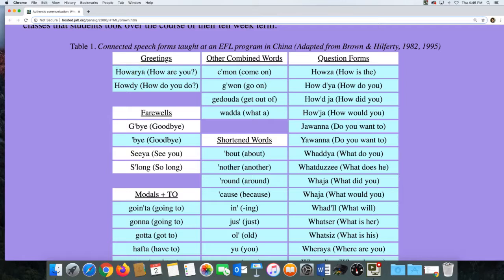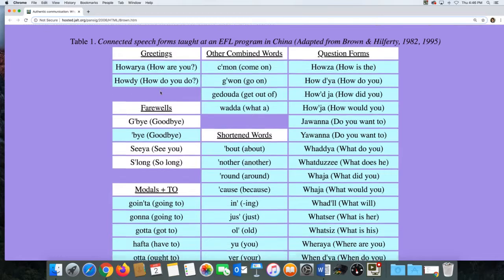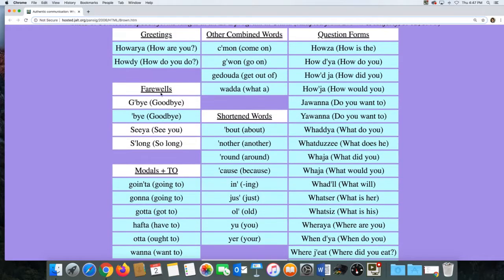So how are you becomes how are ya. How do you do becomes howdy. Although again, that's not used very much. Farewells, goodbye becomes 'bye. I'm sure you've heard this one before, 'bye. Or just bye. And see you becomes see ya. So this is our kind of see you later. You hear that quite a lot, right?